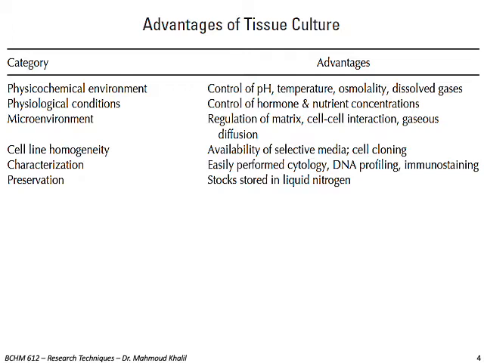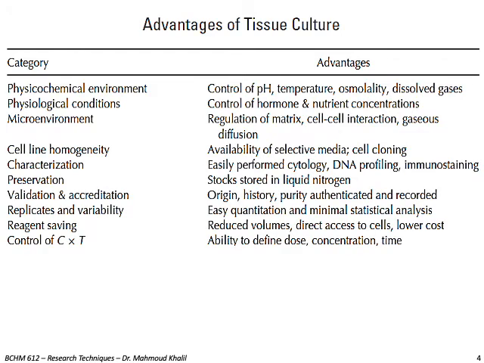You can do as well stock storing for the cell lines produced in cell culture in liquid nitrogen in the process of preservation. You can do as well validation and accreditation and identify the origin, the history, and the purity of the authenticated and recorded cell line. You can do replicas and control variability, so you have easy quantitation and minimal statistical analysis.